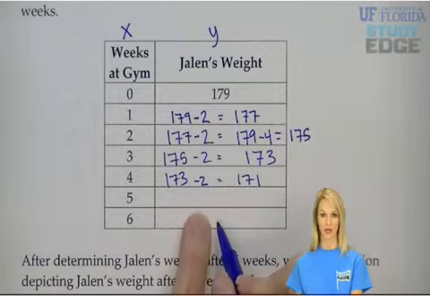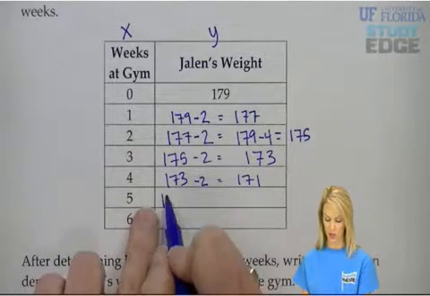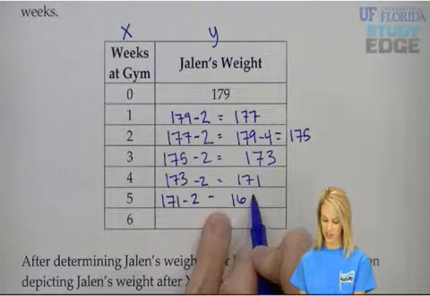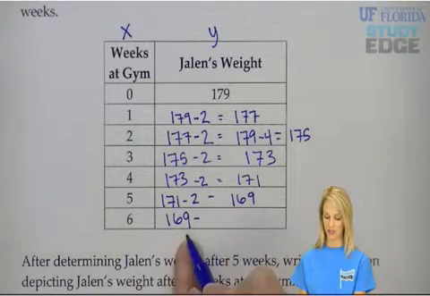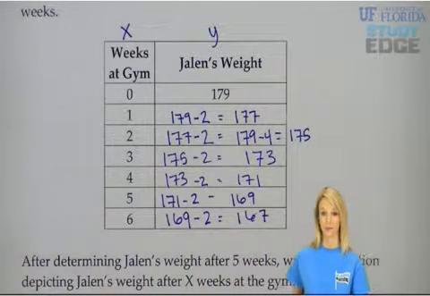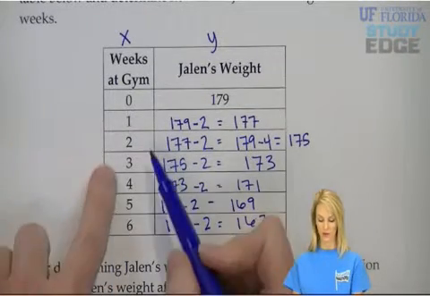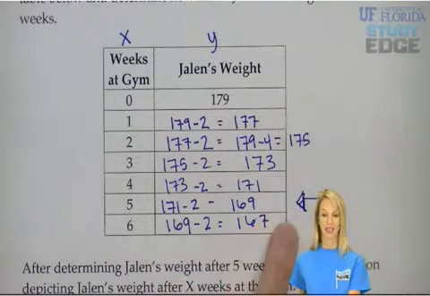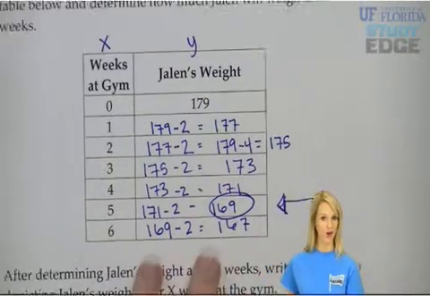So if he works out another week, again, he's losing the same amount of weight each week that he works out. So he's going from 171, taking off 2 pounds, gets to 169 pounds. All right, and then if he works out another week, he started at 169, he loses another 2 pounds, he's at 167 pounds. So our question said, how much will he weigh after 5 weeks of working out? After 5 weeks of working out, he weighs 169 pounds. Now, how do we figure that out?